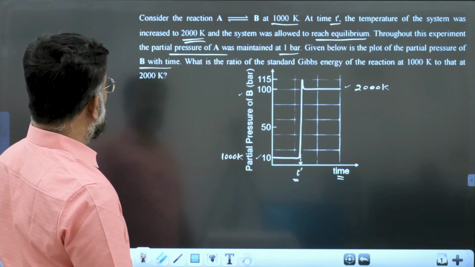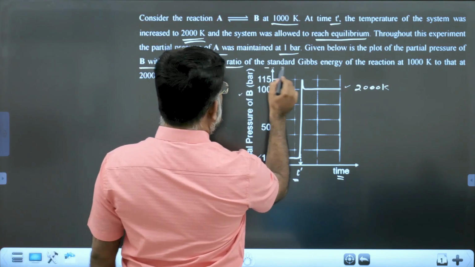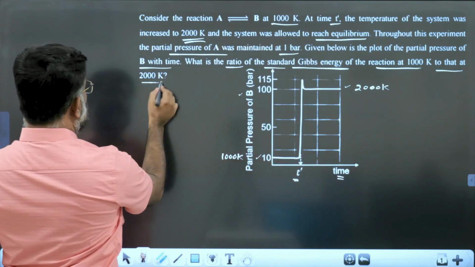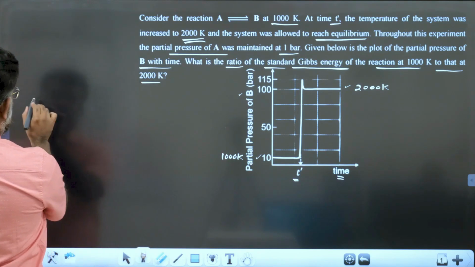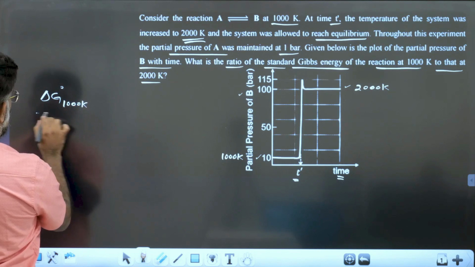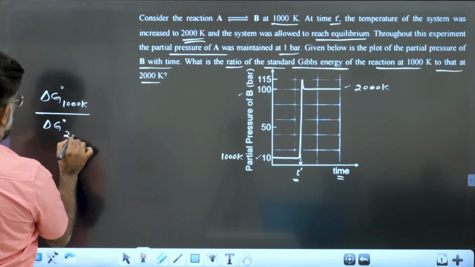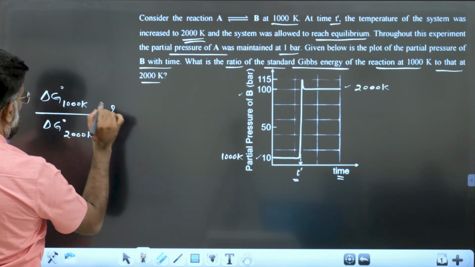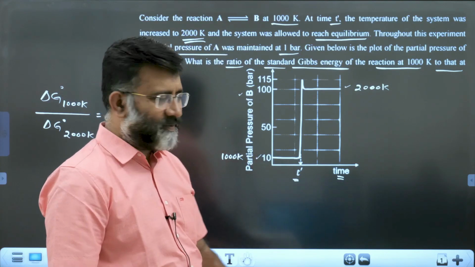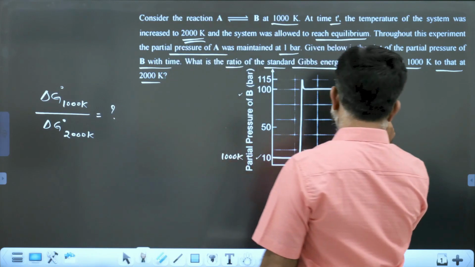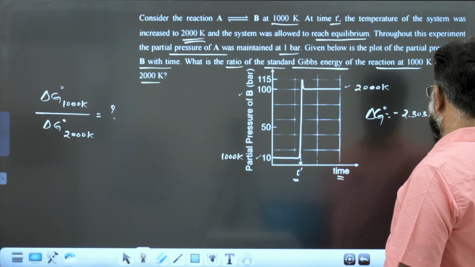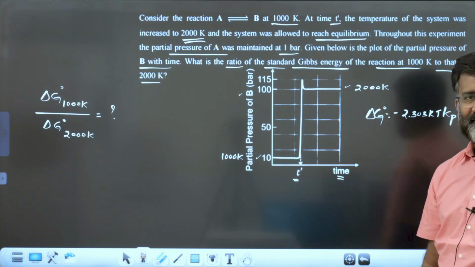Now what do we need to find out? The ratio of the standard Gibbs energy for the reaction at 1000 Kelvin to that at 2000 Kelvin. So what is intended is to find delta G naught at 1000 Kelvin divided by delta G naught at 2000 Kelvin. I don't have to tell you the relation for delta G naught. Delta G naught is equal to minus 2.303 RT log K, or here Kp.